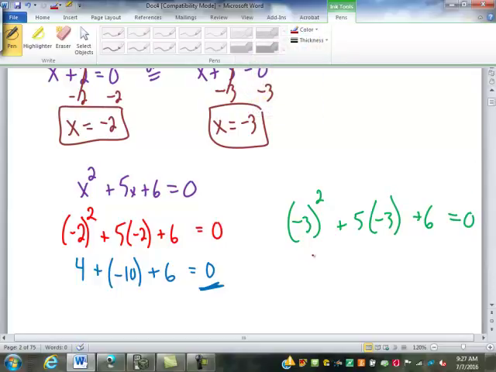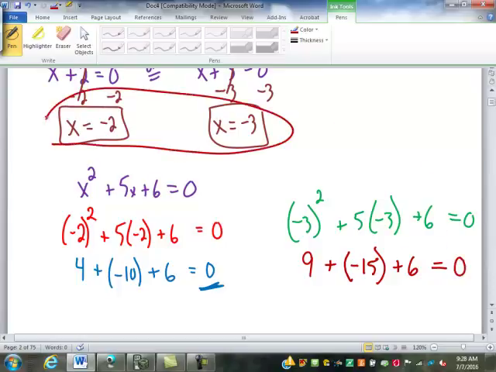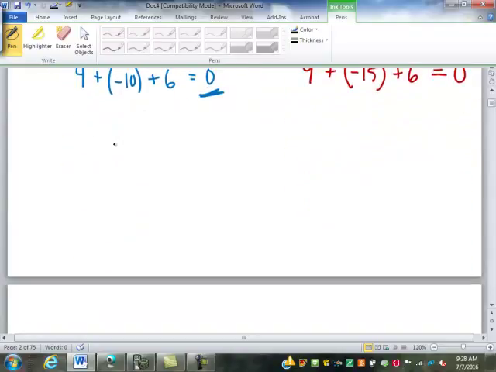What's negative 3 squared? Positive 9. What's 5 times negative 3? Negative 15. Good. Positive times a negative is a negative. 5 times 3 is 15. Plus 6. Well, what is 9 plus negative 15 plus 6? 0. So both of those are solutions to that original equation. Now, not all equations are going to be quite that complex. We can run into something like this.